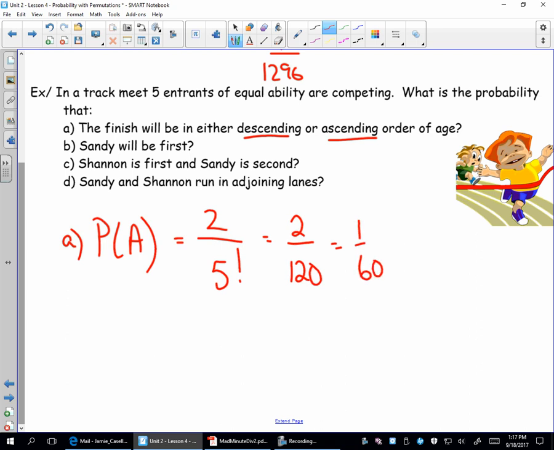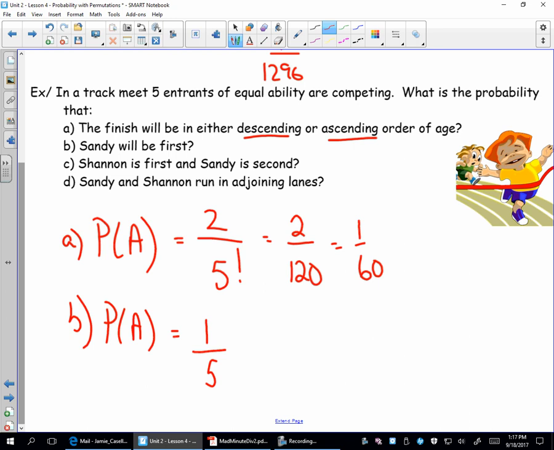How about the probability that Sandy will be first? Well, in this case, we're looking at how many ways can we finish in first place? How many different possibilities are there? Well, for Sandy to be first, she has to be first. There's only one choice for that. And how many people could finish first? There's 5. 1 out of 5. Okay? This is a very basic counting technique this time.